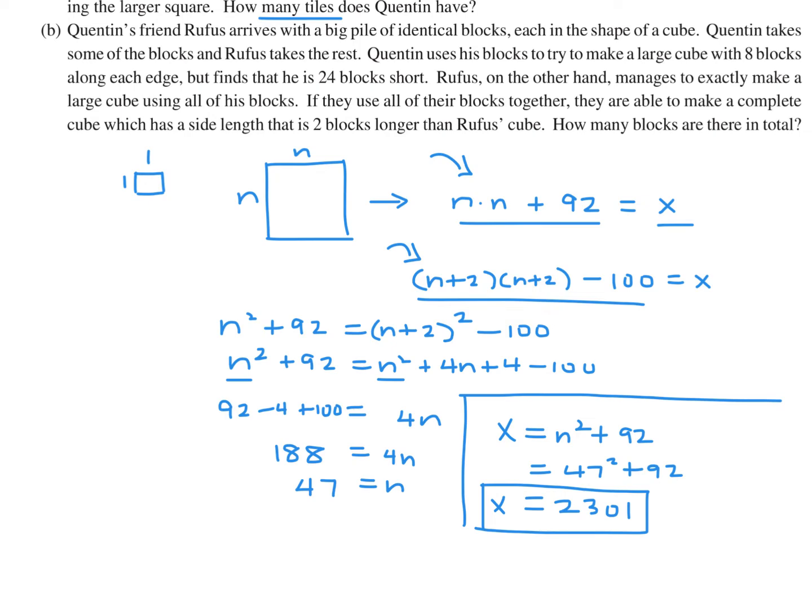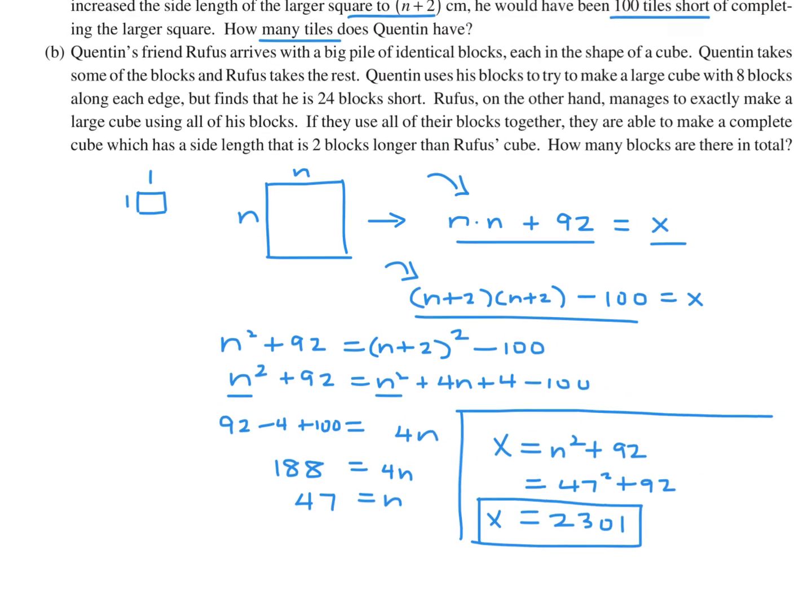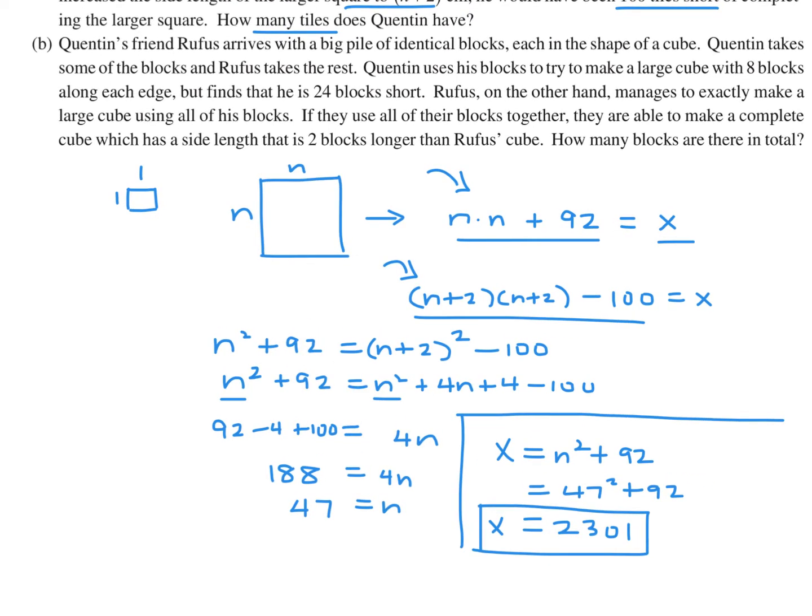All right, so now we are moving forward to part B. Part B says, Quentin and Rufus arrive with a big pile of identical blocks, each in the shape of a cube this time. And then Quentin takes some of the blocks and Rufus takes the rest. Quentin uses his blocks to try to make a large cube with 8 blocks on each edge, but finds that he's 24 blocks short. Rufus, on the other hand, manages to exactly make a large cube of blocks. If they use all of their blocks together, they're able to make a complete cube, which has a side length that is 2 blocks longer than Rufus's cube. How many blocks are there in total?